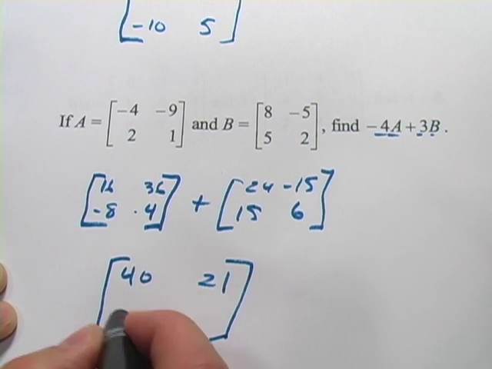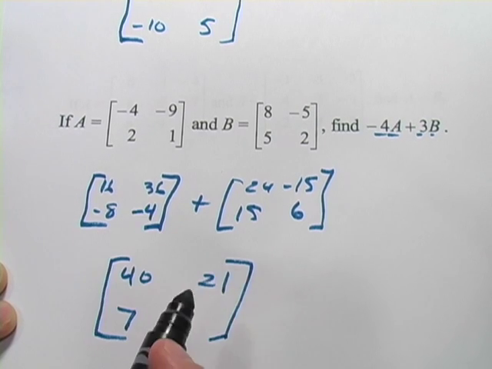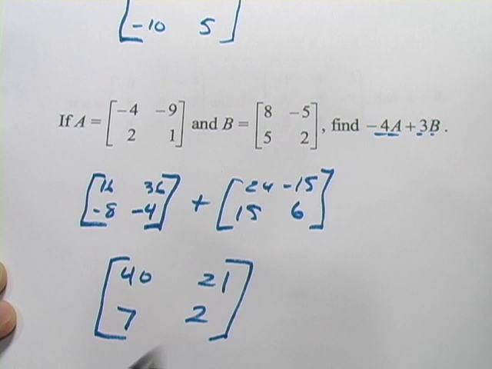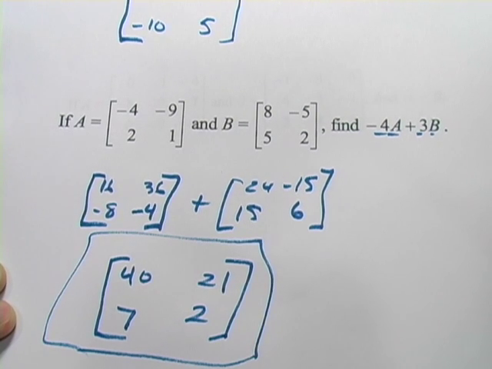Negative 8 plus 15 is a positive 7. And this is a negative 4. Negative 4 plus 6 is a positive 2. So there's our final answer of negative 4a plus 3b. So that's a little bit about multiplying and adding matrices.